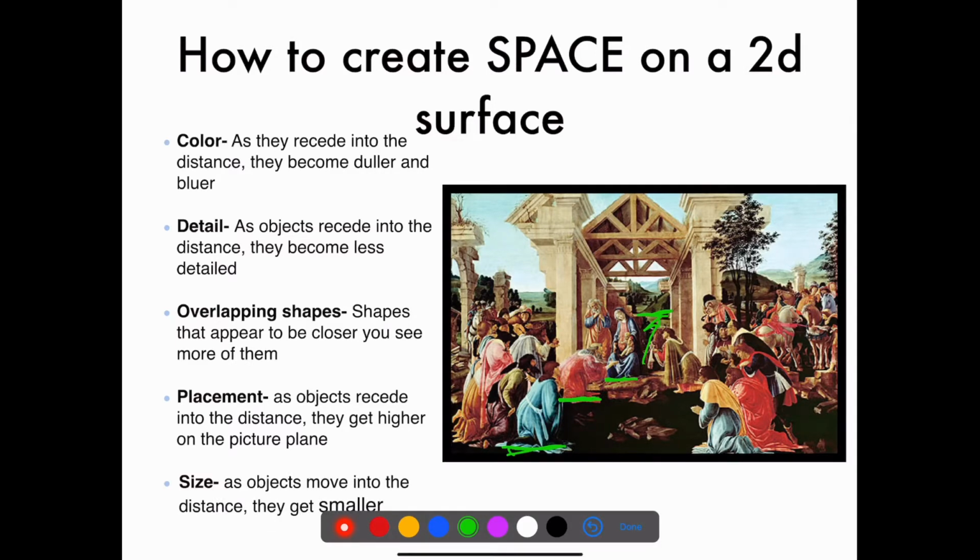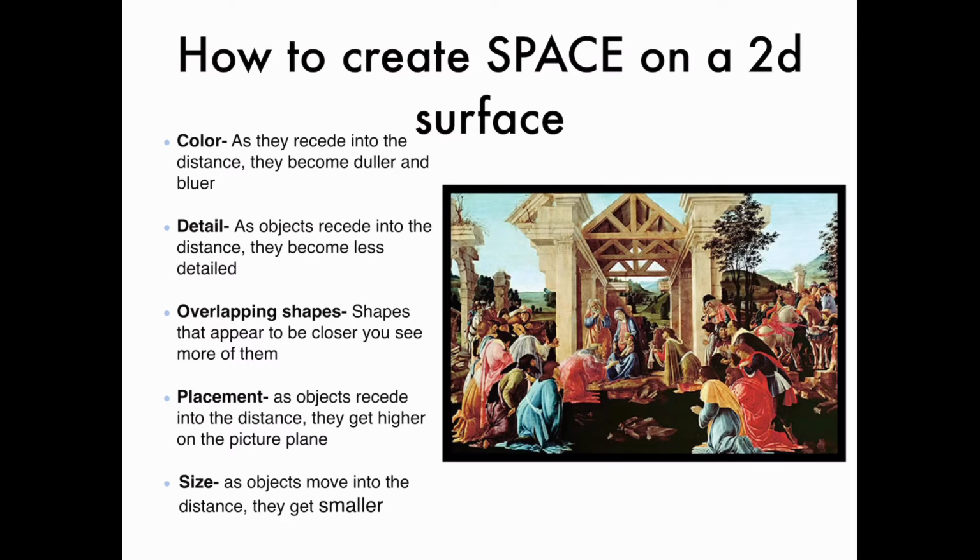And then lastly, size. So as objects move into the distance, they get smaller. So notice the height of this gentleman here in the front, and let's compare it to this guy over here on the right. Notice how much bigger this gentleman is compared to this gentleman on the right-hand side.